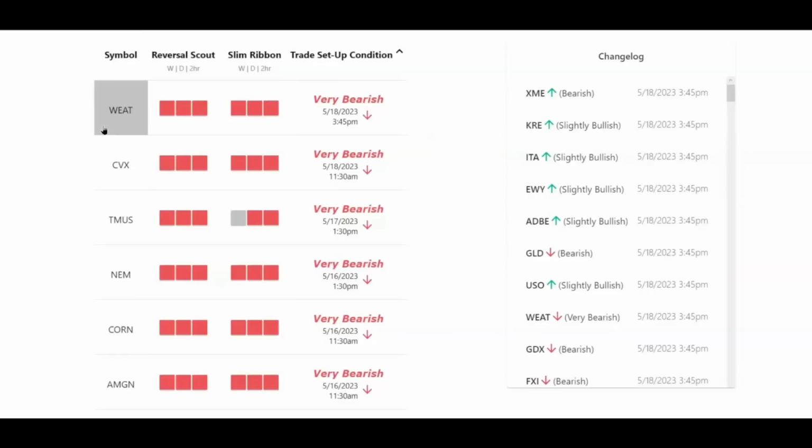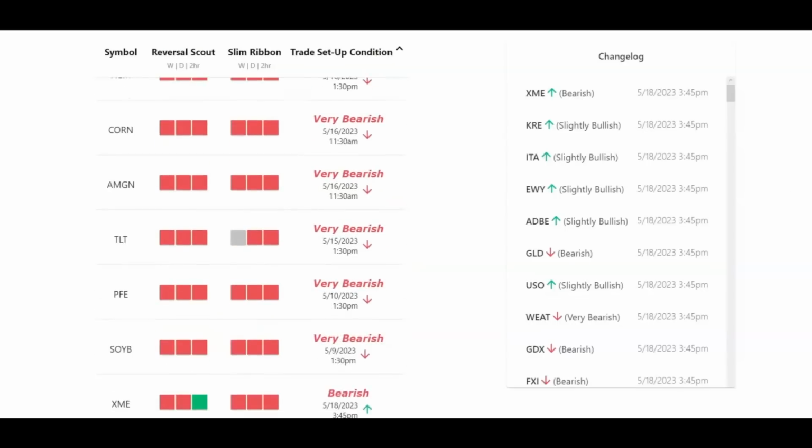As you can see, there's wheat. We've been really negative on wheat. We showed that in the commodities in Future Speak all the time. And of course, the oil CVX is very bearish. T-Mobile, that's very bearish also. And of course, the golds have turned down. You see Newmont very bearish, corn very bearish. Amgen looking very bearish. We'll keep scrolling down.